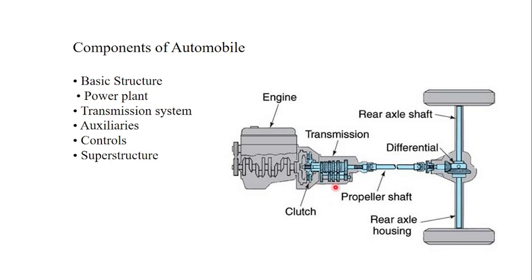This is the clutch. And next, our transmission system, which consists of gears, a variable gear mechanism. Next, this is our propeller shaft. Then this is the differential, which transmits the power from the engine to the rear axles by a 90-degree angle action. It mainly consists of bevel gears. This is the rear axle shaft. This is also a rear axle shaft.